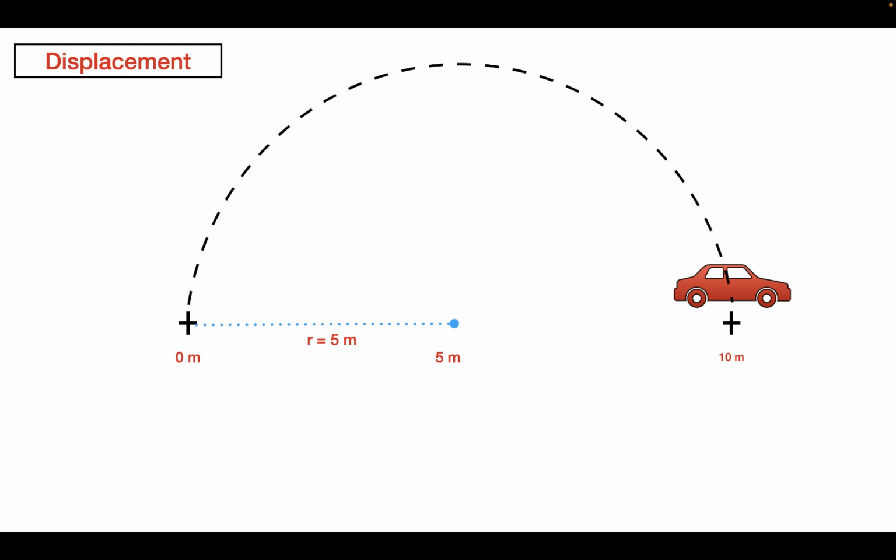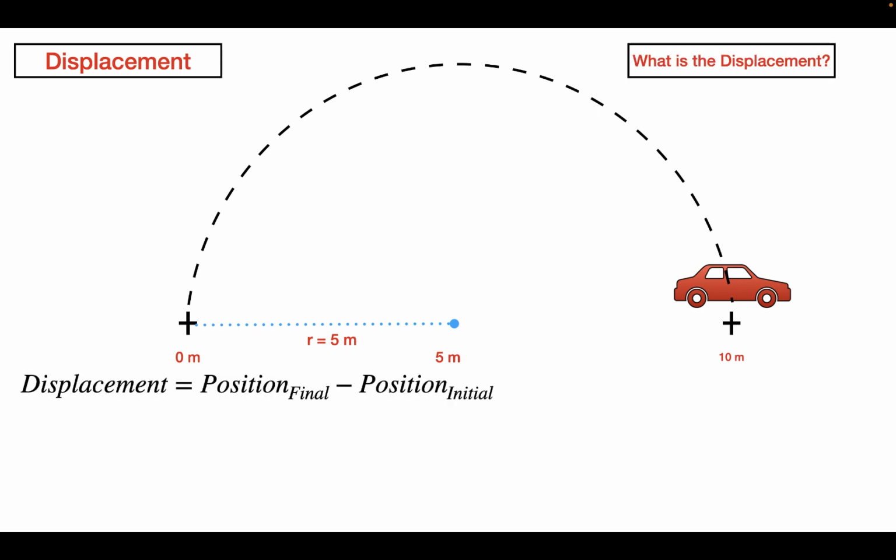Well, in order to understand what the displacement of the car is, we have to bring up our equation again. So displacement is equal to the final position minus the initial position. So when we plug in those values, we see that the final position is 10 meters and the initial position is 0 meters. As a result of this, the displacement is once again plus 10 meters.